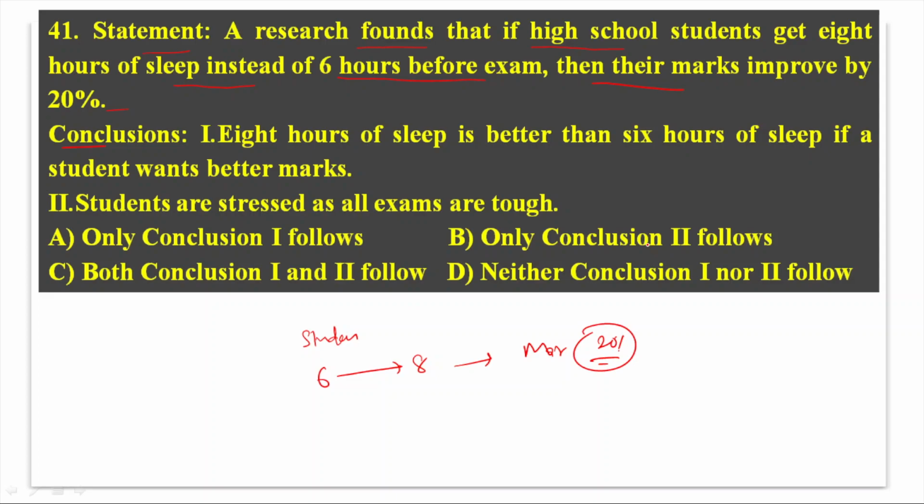So let us try to read the conclusions here. 8 hours of sleep is better than 6 hours of sleep if the students want to do better. Okay, this conclusion one is following the statement here. Next, students are stressed as all the exams are tough. In the statement, he didn't mention whether the exams are tough, easy, or medium. They only talk about if they sleep more, they might improve their marks by 20%. So only conclusion one is following here. Conclusion two is not following here. So option A will be the correct one here.